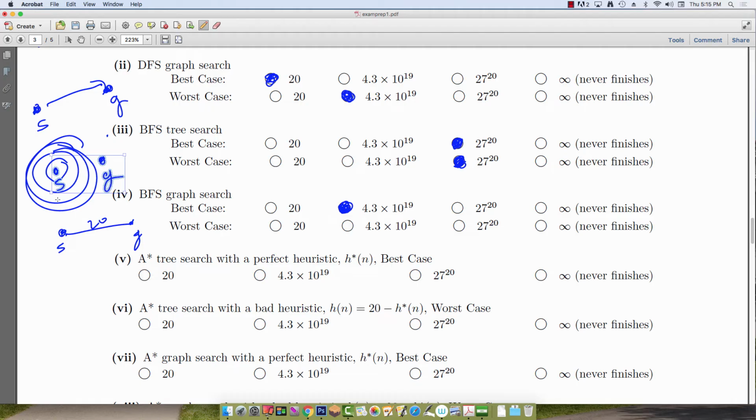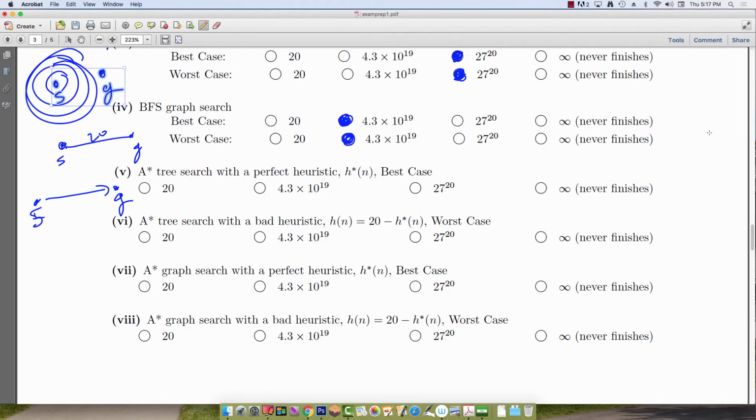So we're going to be searching the entire graph because the goal is 20 steps away, and the graph is 20 steps wide. So in both the best case and the worst case, we have a similar performance. You can see that BFS is a very consistent type of search because it searches uniformly.